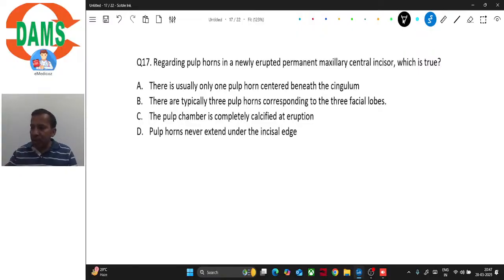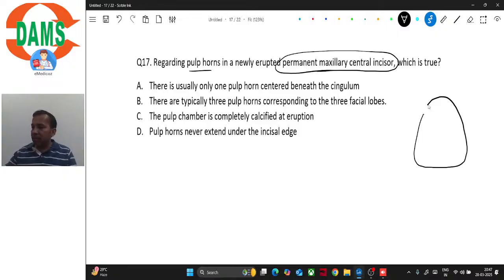So next question, regarding pulp horns in a newly erupted permanent maxillary central incisor. So it is the permanent maxillary central incisor. Which is true? Options are: A, there is usually only one pulp horn centered beneath the cingulum. B, there is typically 3 pulp horns corresponding to 3 facial lobes. C, the pulp chamber is completely calcified at eruption.